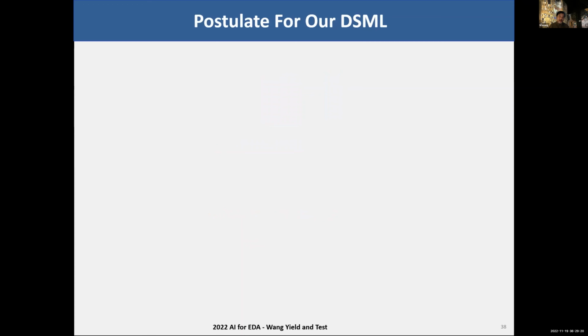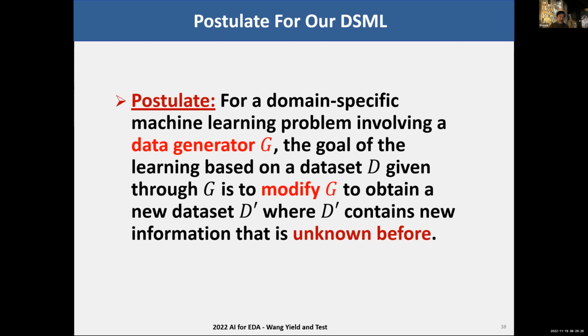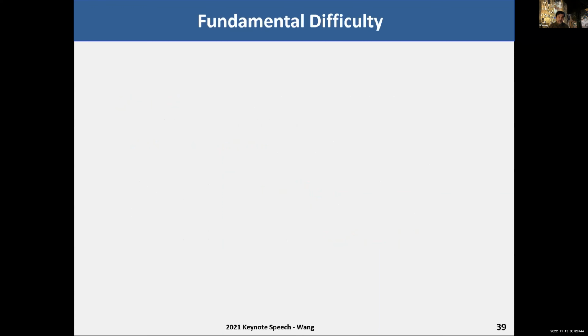So to summarize that, what we observe, we can use a postulate to summarize. So this postulate reads like this. For a domain-specific machine learning problem in our domain involving a data generator G, the goal of the learning based on dataset D given through G is to modify G so that we obtain a new dataset D prime, where D prime contains new information that is unknown before.